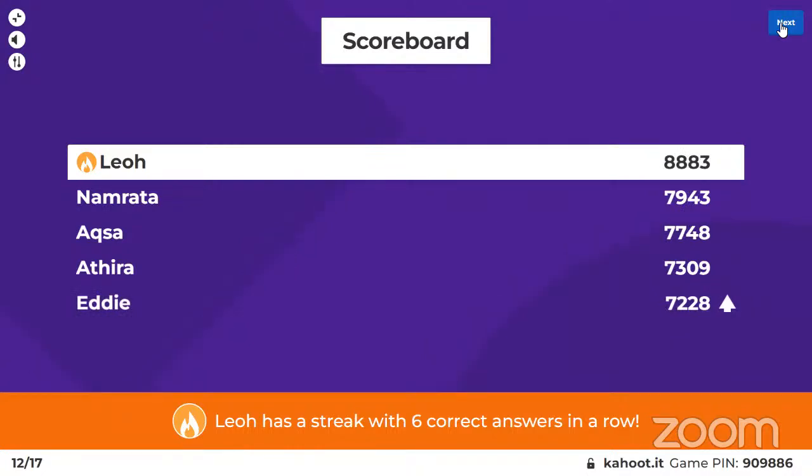Eddie is back. Eddie, I think, was playing very well in the previous round, also with 3 correct answers on the trot. Eddie has finally managed to reach the podium. That's great going. Leo, Namrata, Aqsa, and Athira still remain there. I think the gap between Leo and the rest of them has slowly been increasing. That's great going, Leo. Eddie is back on the podium with 7,200 points.